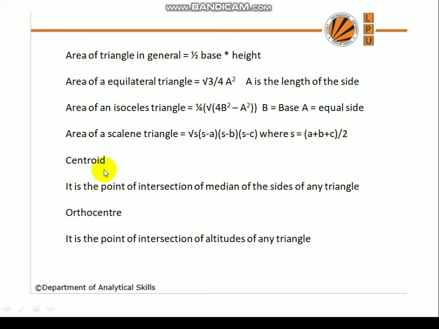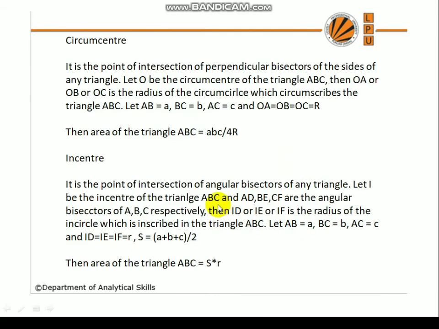Now some conceptual points. Centroid. What is a centroid? The point of intersection of the medians of the sides of any triangle is called the centroid. All the three medians intersect at a point, which is called the centroid. Orthocenter. It is the point of intersection of the altitudes of any triangle. If I draw three altitudes of any triangle, the point of intersection of those will be called the orthocenter. We have further more important points.